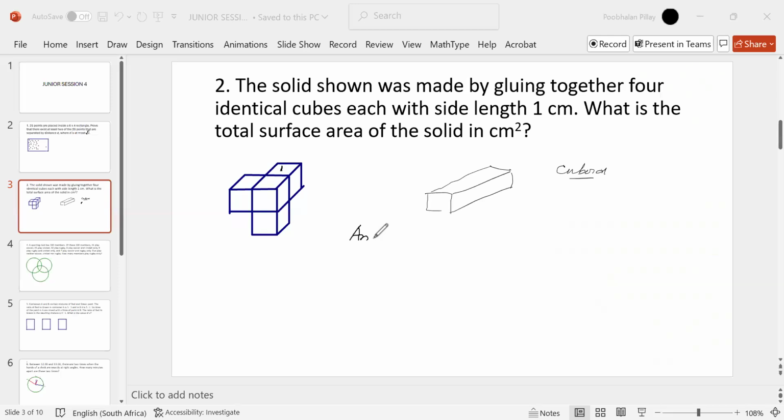Go to each one and count how many exposed surfaces there are. Let's try that one. There are 6 sides to a cube, right? 2 at the top, 2 on the side, and 2 front and bottom. One side is obscured, so this one has got 5 in it.